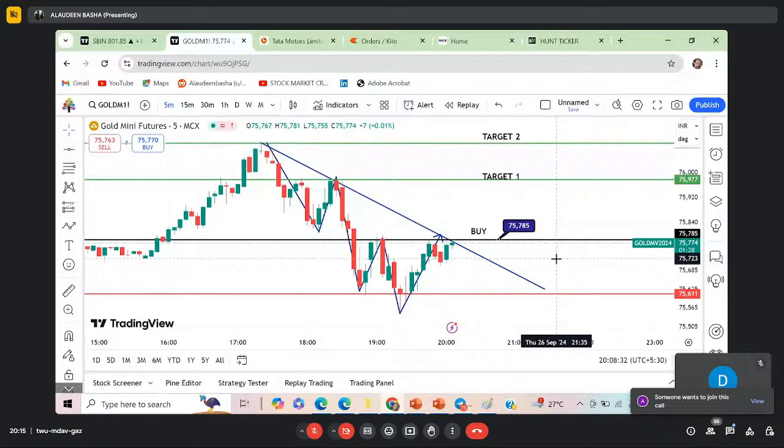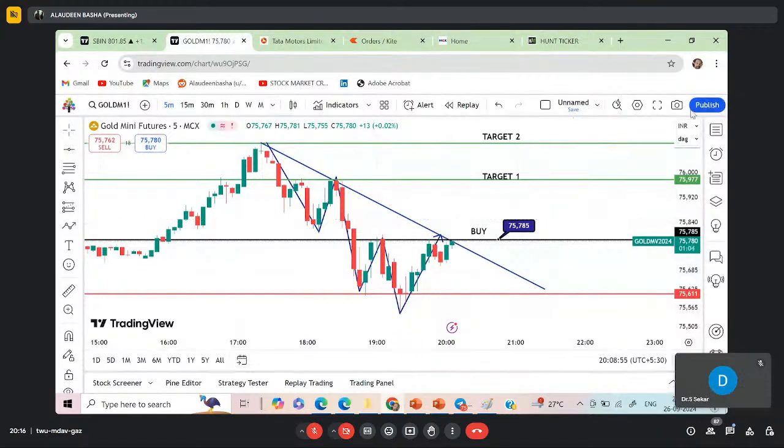I am one of the audience in the stock market. I'm not the player. I will become a player once it closes above 75785 at the time frame of 5 minutes. At the time frame of 5 minutes, if it closes above this value, I go for buy.